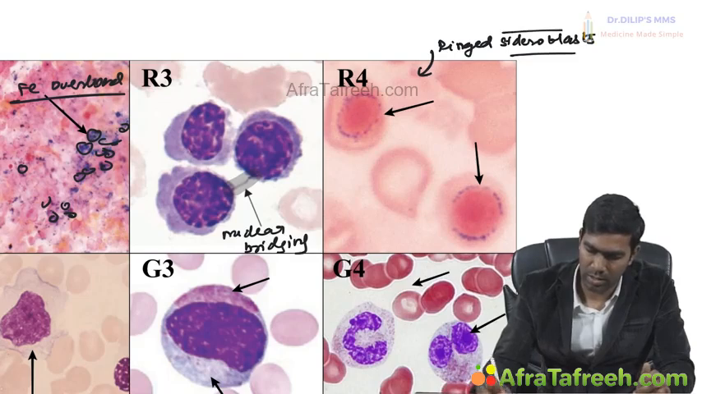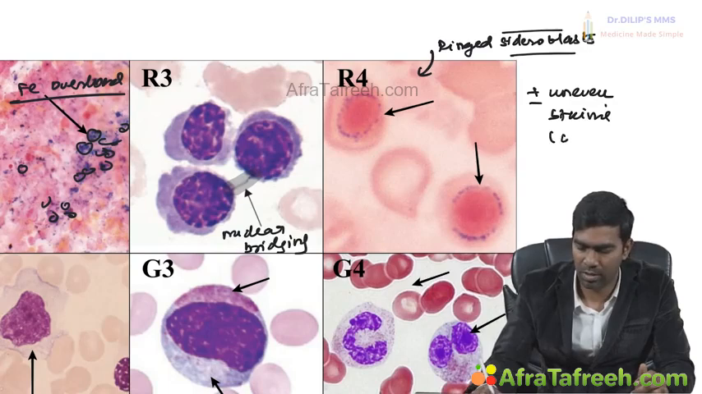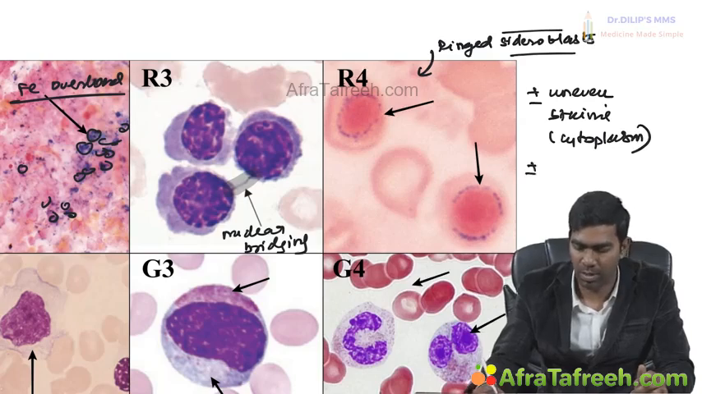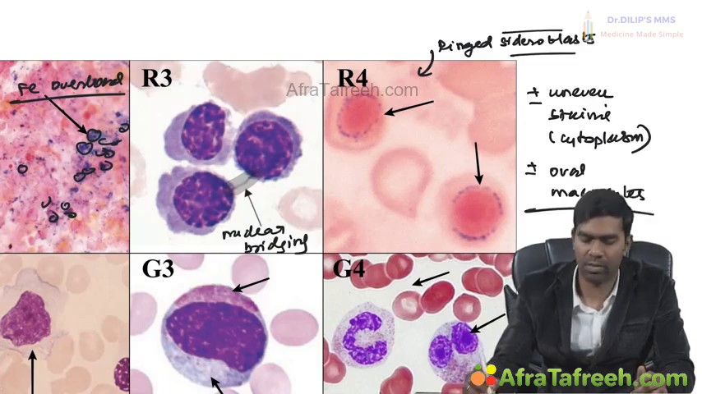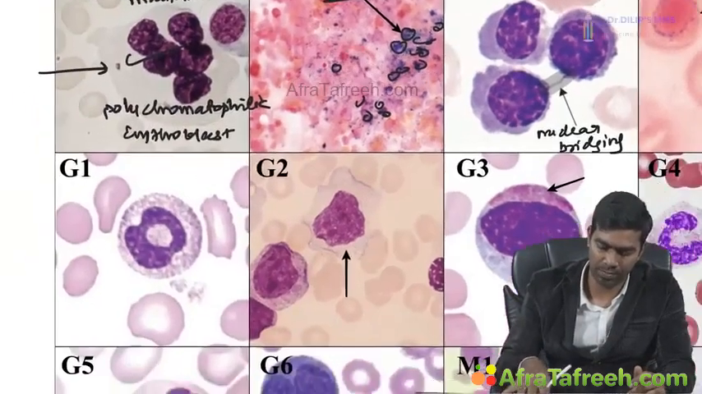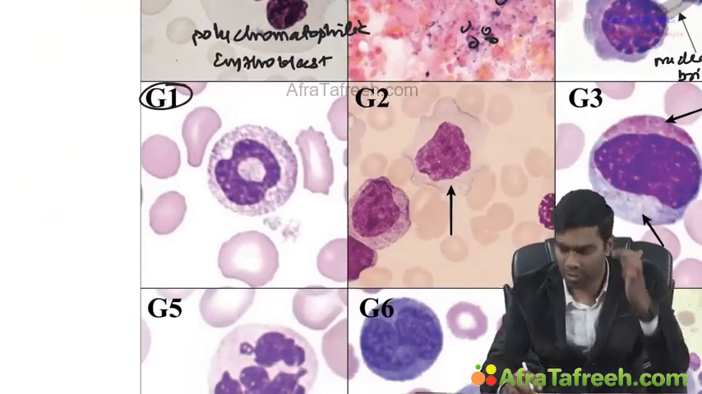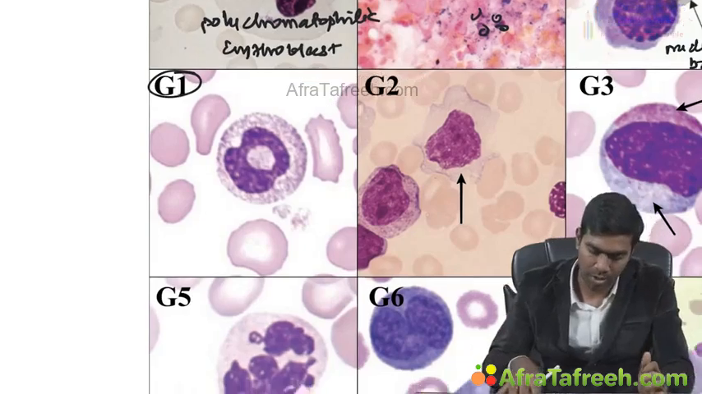Plus or minus, you can see uneven staining of the cytoplasm, which is not shown in this particular image. Plus or minus, they can also have oval macrocytes. This is also a sign of dysplasia. We have seen oval macrocytes already in the basics of the RBC. But now come to the granulocyte lineage. What are some examples of dysplasia in the granulocyte lineage?